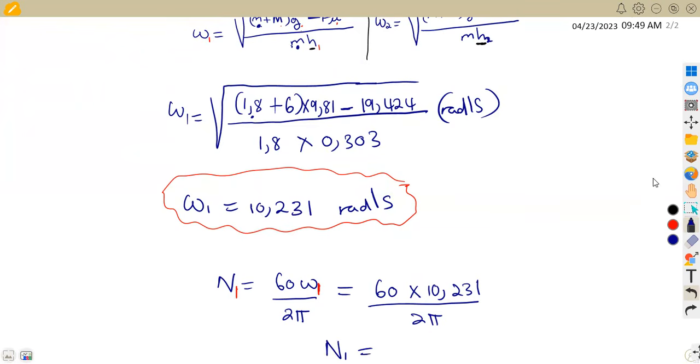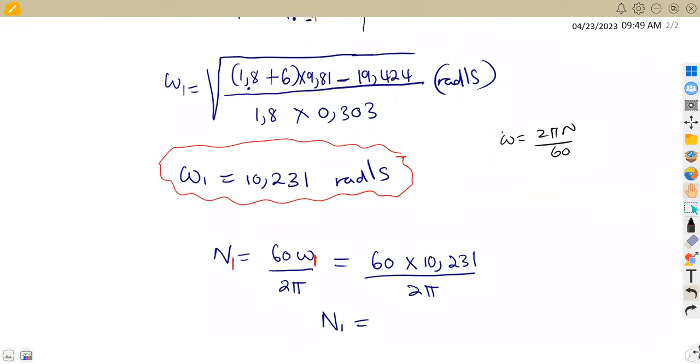Or you can substitute directly on the formula for omega, 2 pi n over 60. Then you can just make n the subject from there. You can substitute, then cross multiply, but you still get the same answer in revs per minute. So this is going to give us N1 in revs per minute.